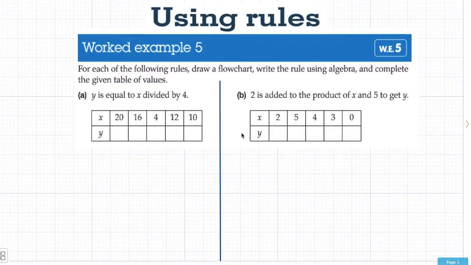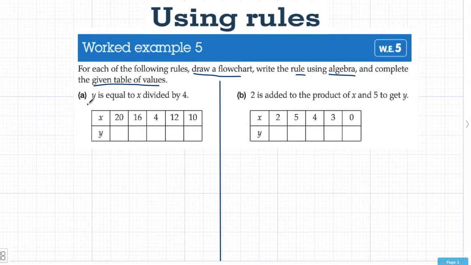In this example, we're going to look at using rules in algebra, and we're going to use a flowchart to come up with this rule. So what we're going to do is look at the table. We've got two examples here, A and B. It says draw a flowchart, write the rule using algebra, and then complete the given table of values.